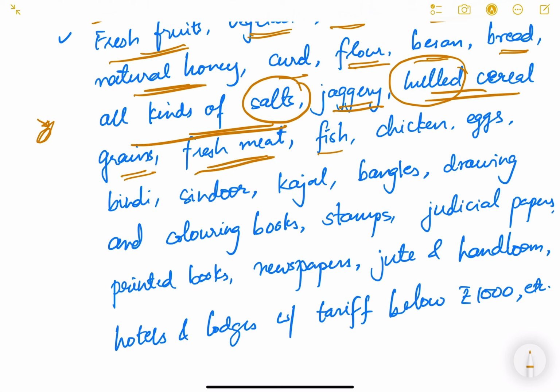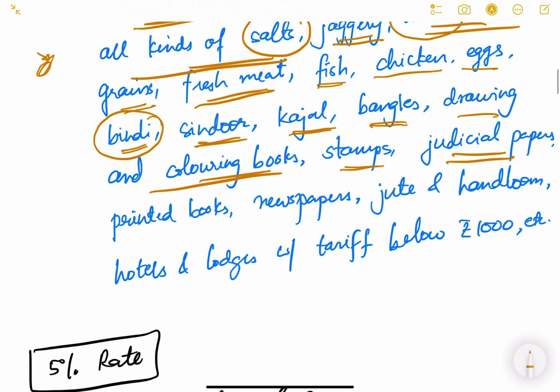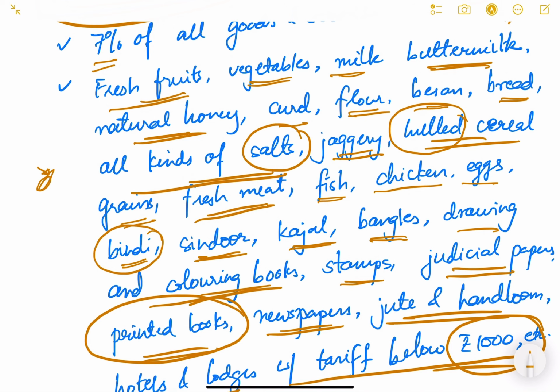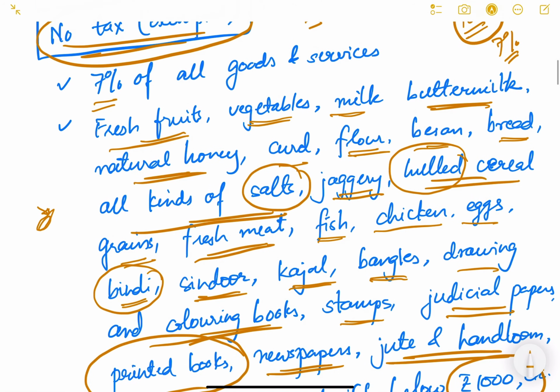Then fresh meat, fish, chicken, eggs, bindi used by women, sindoor, kajal, bangles, drawing and coloring books, stamps, judicial papers, printed books, these are also exempted. Newspapers, jute and handloom, hotels and lodges with tariff less than 1000 per day. If the per day tariff on any lodge or hotel is less than 1000, then they are also exempted. They are considered to be economy hotels or lodges, and they are completely exempted for the poor people. This is from the consideration that poor people use these items and services, so basically they are exempted.